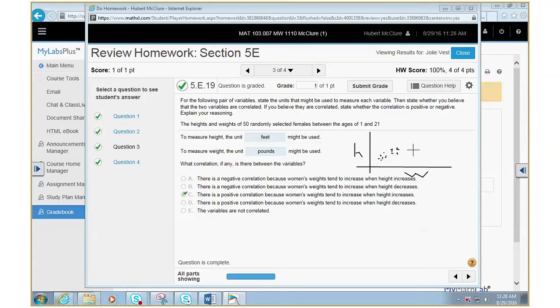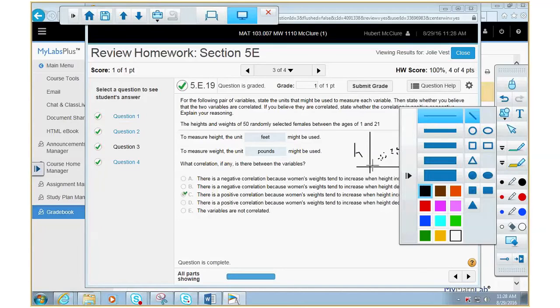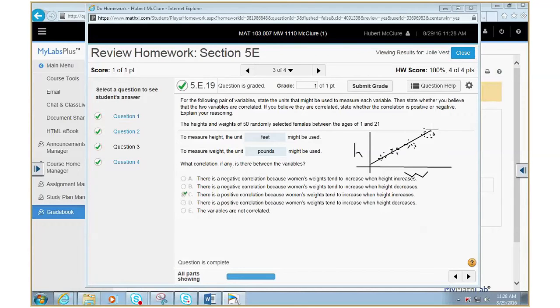So you get up to 18, you're going to get a little bit taller and a little bit heavier, and then you get up to 21, and then of course after 21 you shoot up here. No, I'm just kidding. At 21 you get over here, weight goes up but the height doesn't. So what kind of correlation is that? It's going to be positive. There is a positive correlation because pretty much as your height goes up, your weight is going to go up also. So pretty much you're using a line on the graph.